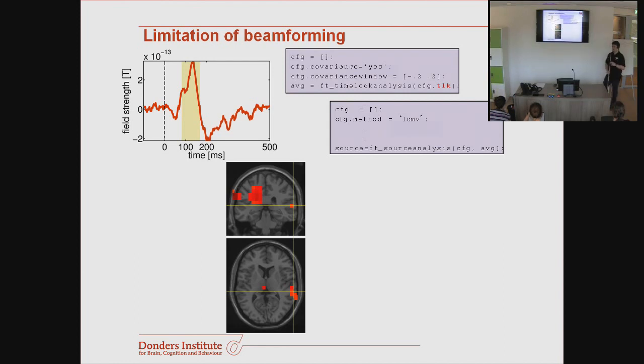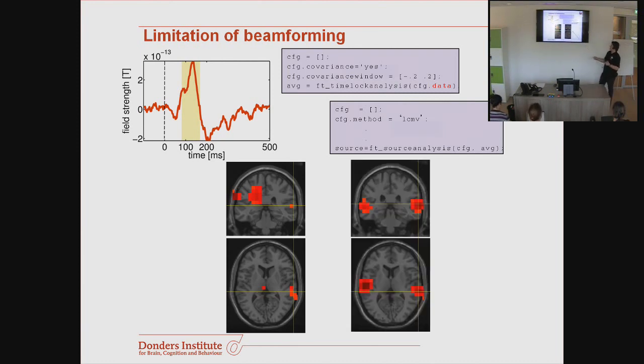But there's also an alternative way to go. Instead of taking the event-related field as an input during the estimate of the covariance matrix, you take the actual data, the single trials you have, and you estimate from that. You do all the same, but the covariance matrix is now estimated on the single trials, and then you call source analysis again, and the picture you're going to get now looks like this.